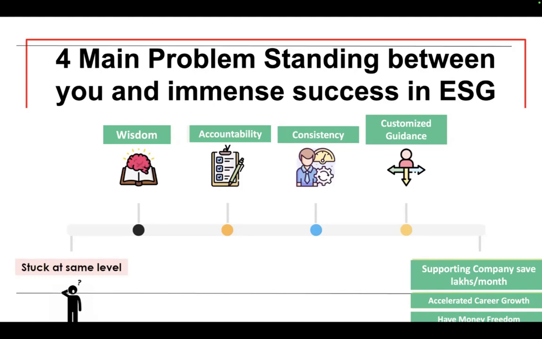They say, practice for 21 days and you will be an expert in that area, or bring 10,000 hours of thought process and you will become an expert in that area. That comes through consistency.